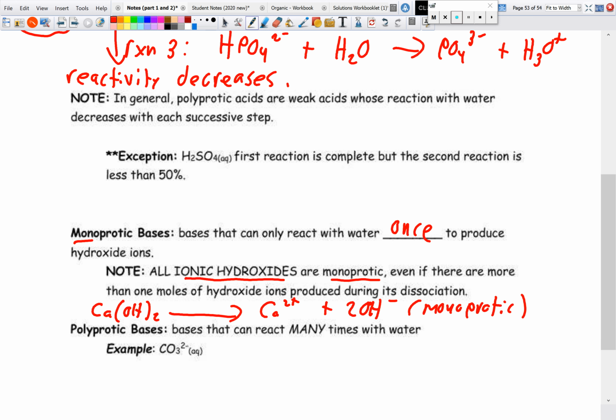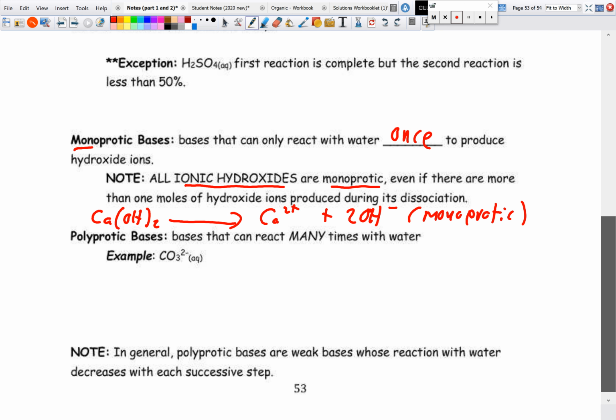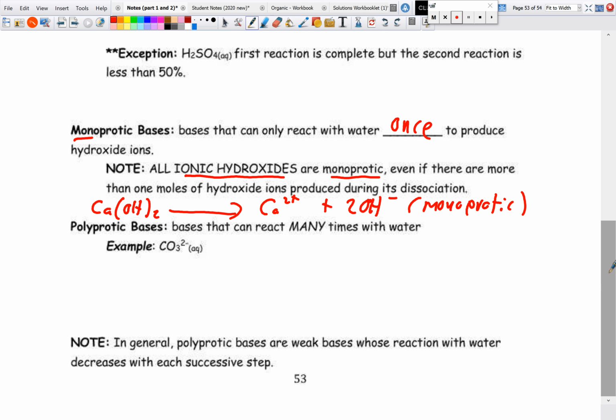Now all the other ones, if it has to react more than once with water, it is going to be multiple or polyprotic because it can react many times. Now how we can tell what something's going to be polyprotic, we look at the charge. A 2- charge means, as we know, the hydrogen ion is positively charged, so that -2 means that it can pick up 2 positive hydrogens or react twice. So same thing as the other one.